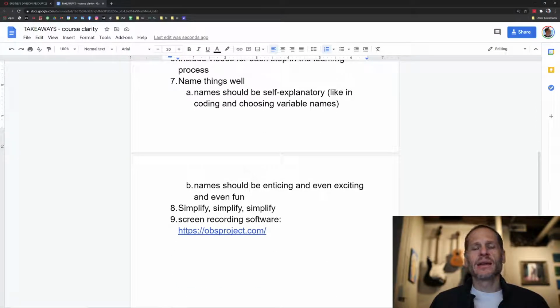And if you want to get screen recording software, what I'm using to record this right here is OBS. You can find OBS at the OBS Project. It's free. You record and it makes an MP4, and you can watch tutorials on YouTube about how to set your settings.